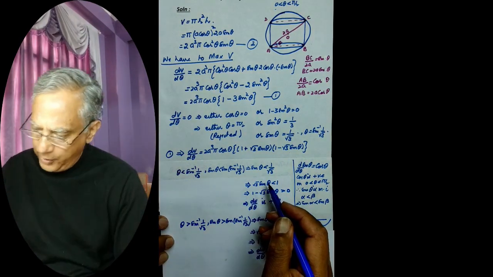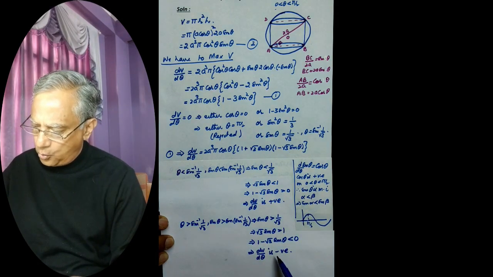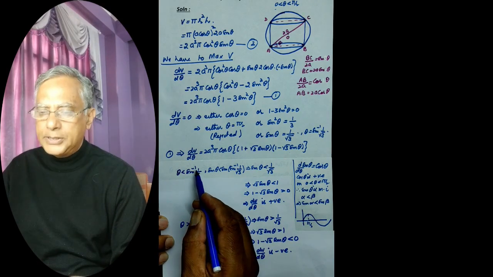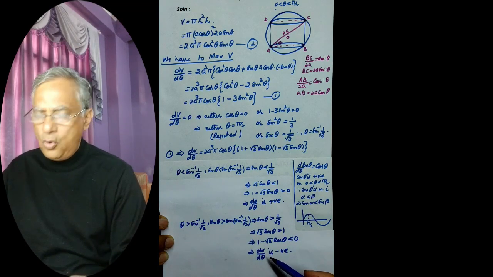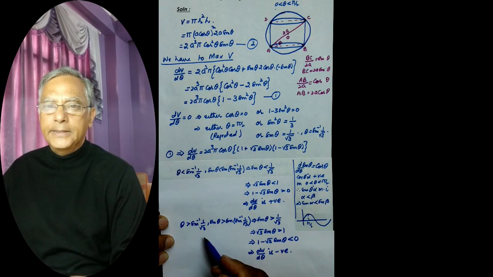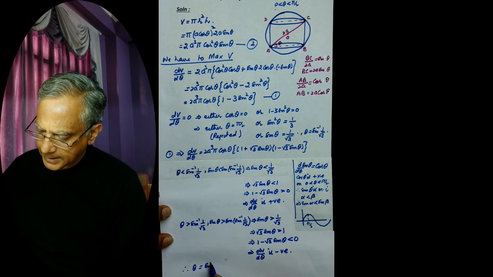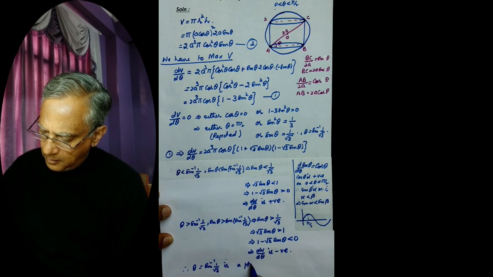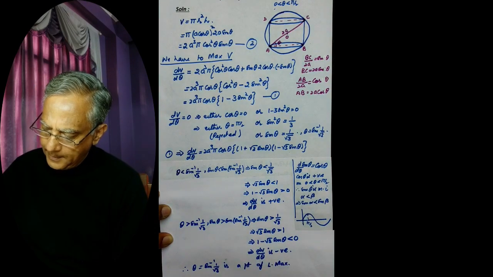Therefore, what we note is dV by d theta changes its sign from positive to negative as we increase past sine inverse 1 by root 3. It changes its sign from positive to negative. That is, from monotonically increasing to monotonically decreasing. That is, rising to falling. And therefore, theta equal to sine inverse 1 by root 3 is a point of local maximum.